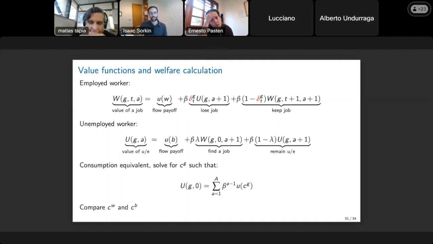The key thing here is that workers are born unemployed. When you pick parameters, you can solve these things through, and solve for the value of being age 0 for different groups. Then you can solve for the level of constant consumption that Black and white workers experience that delivers this value. And then you can compare the constant level of consumption for Black workers and white workers, which reflects the differences in the deltas, basically.